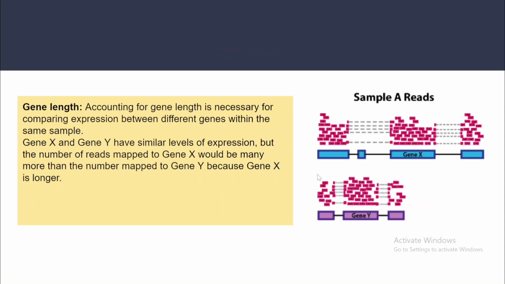The next one is gene length. In this case, you can see gene X and gene Y have a similar level of expression, but the number of reads mapping to gene X and gene Y differs. You can see gene X has more reads compared with gene Y. This is because the gene length of gene X is greater, or longer, than gene Y.